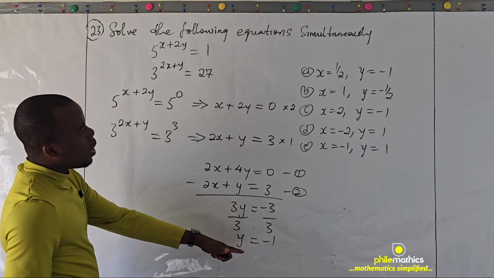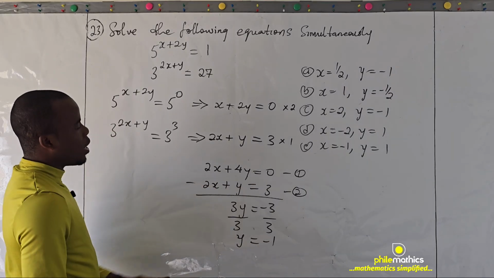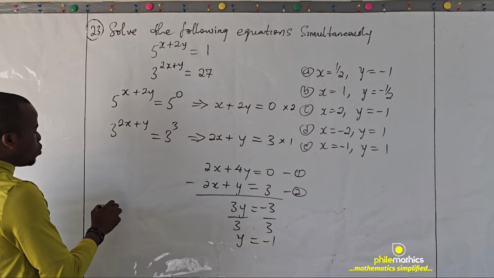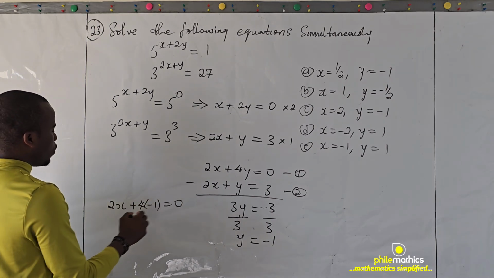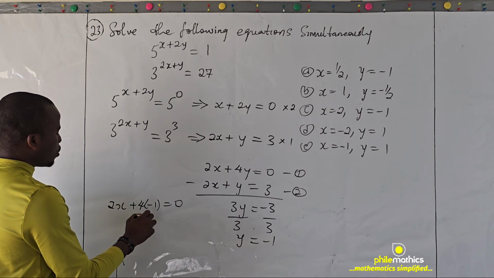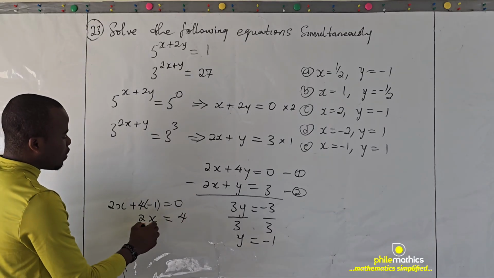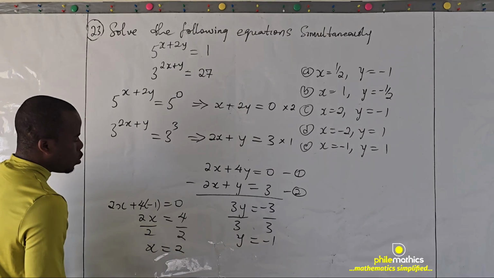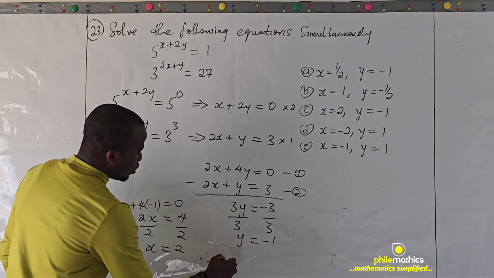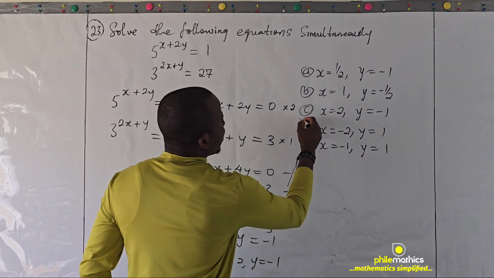So since I've gotten y, I have to substitute minus 1 for y in equation 1. So 2x plus 4 minus 1 equals 0. So 2x will be, this is minus 4. Take it to the other side, it becomes 4. Divide both sides by 2. I'll have x to be 2. So at the end of the day, x is 2, y is minus 1. So the answer is C.